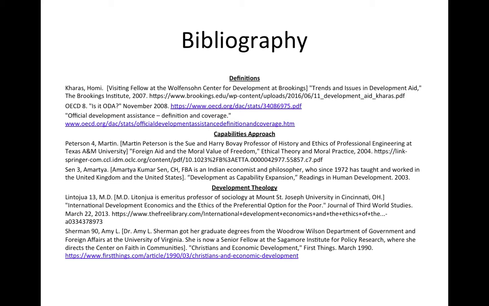So for the development theology Aff, the first article can be used for both the contention and the framework. It talks about why poverty is so bad underneath the framework. It outlines how development theology works, and then it creates some specific arguments about the particular obligation the rich have. And then the Sherman 90 card is also something that you would want to use for the contention because it talks about the significance of poverty and development.